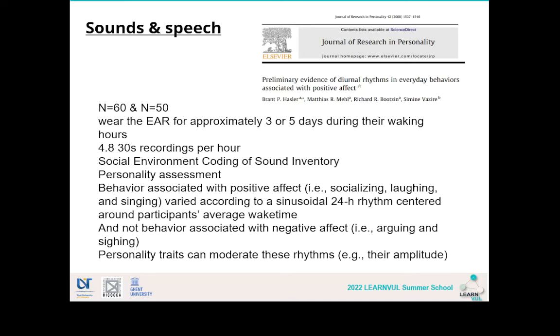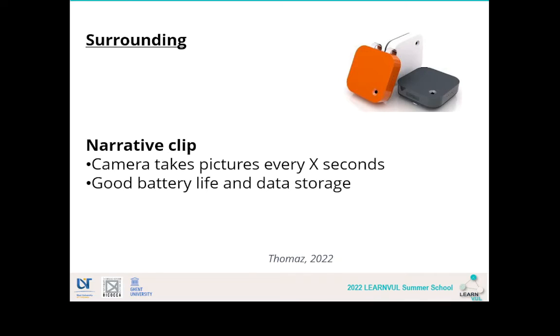And they had a personality assessment, and they showed that behavior associated with positive affect, such as laughing or talking to people or singing, but I don't know how frequent this is, varied according to a certain rhythm around the average wait time. But it was not the case with behavior associated with negative affect, for example, arguing. And they also found that inter-individual differences moderated this within-participants relation that we found. So this is the kind of information you can find.